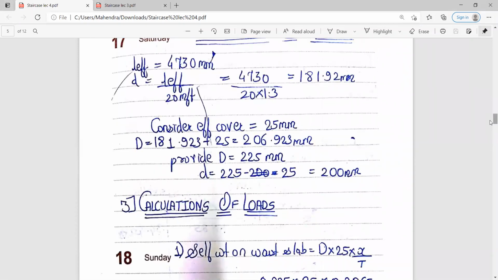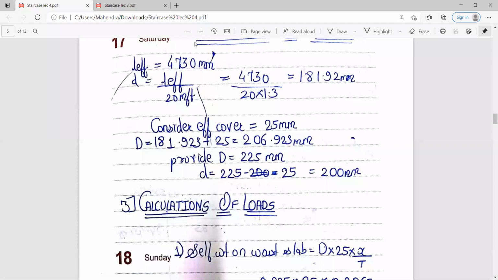So already we had calculated L effective. Effective length we got was 4730. So effective length is 4730. Now you need to calculate the effective depth, that is D. Again, it is not mentioned whether it is simply supported or which type of slab. So we are going to take it as a simply supported slab.